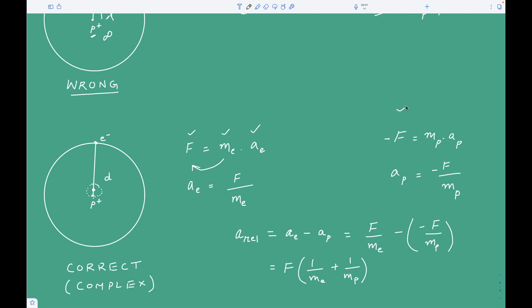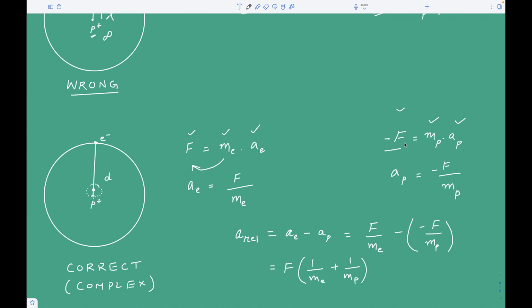Then what about the proton? See, the electron exerts an equal amount of force on the proton as well, but in the opposite direction. So, to indicate that it is in the opposite direction, we have a negative sign here. So, minus F is equal to, let us say mp is the mass of the proton and ap is the acceleration induced by this force in this proton.